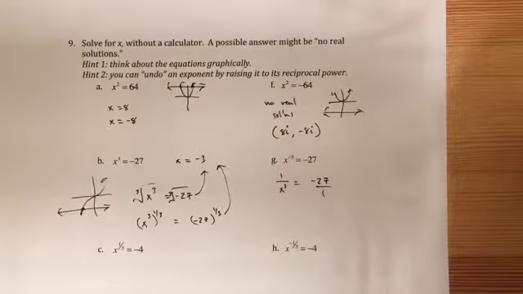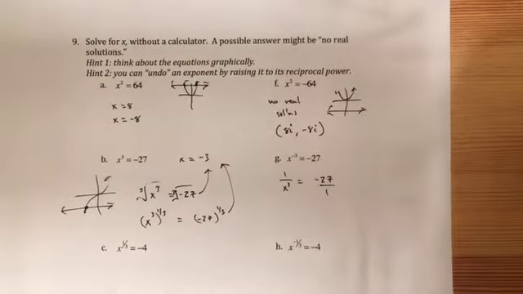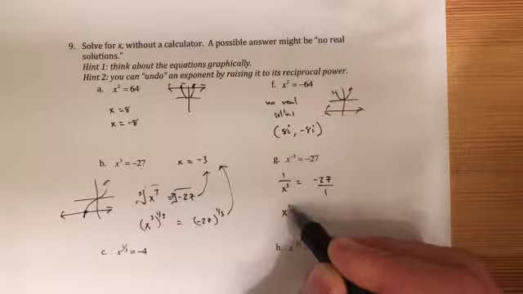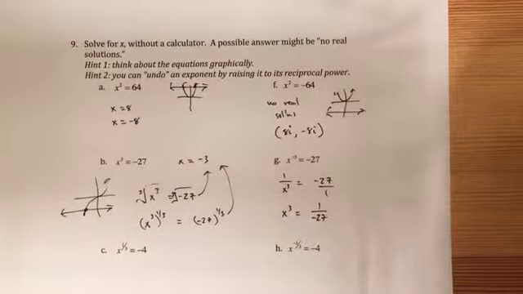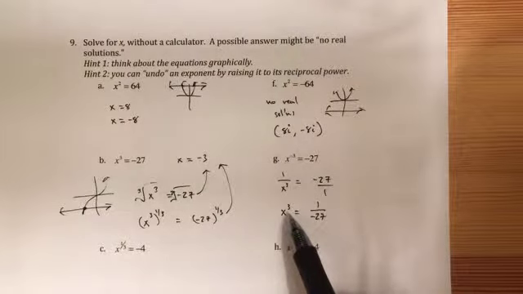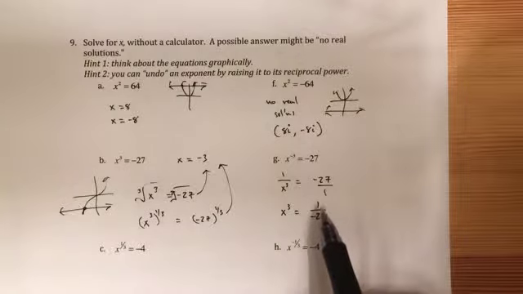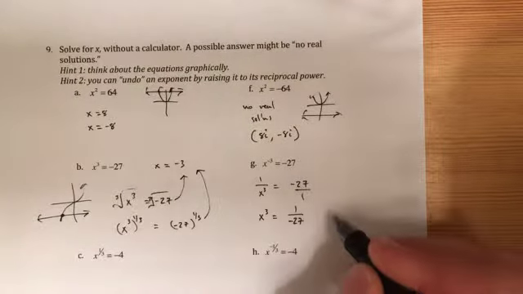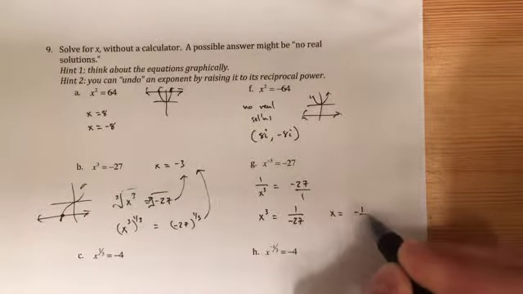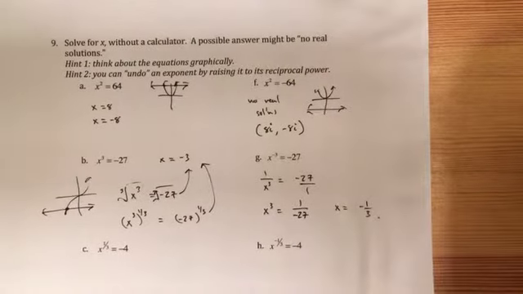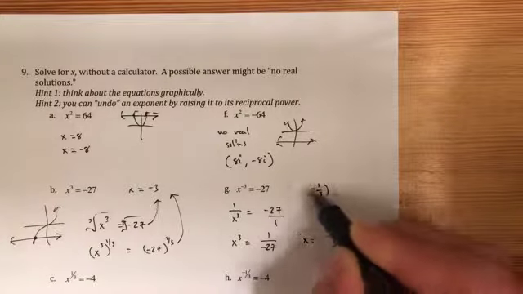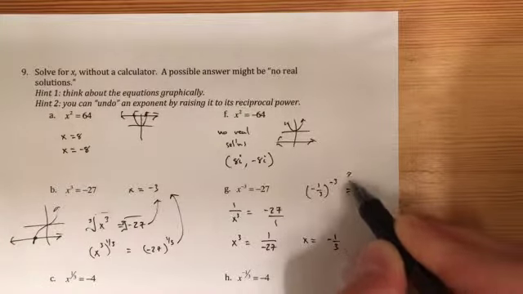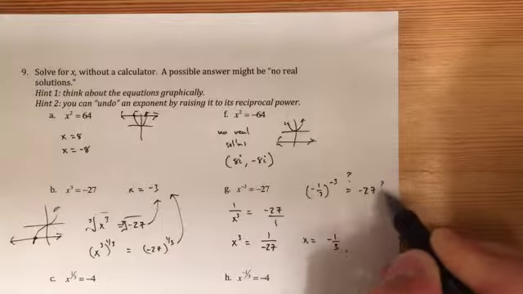So when you've got a fraction equals a fraction, you can just flip them both. So this is the same as saying x cubed equals 1 over negative 27. So now to get rid of this cube, I need to take a cube root, or raise to the 1/3 power. And the cube root of 1 over negative 27 is just negative 1/3. You can always check by saying, well, if I take negative 1/3 and raise it to the negative 3, will I get negative 27?